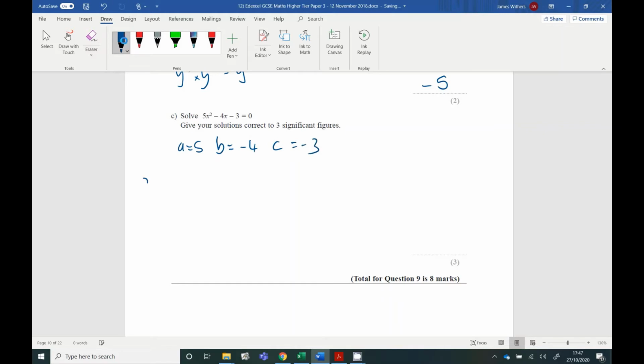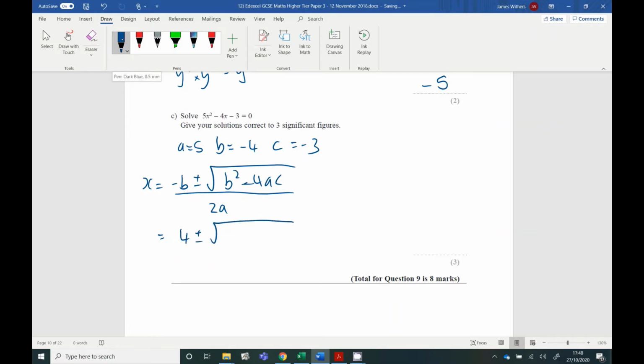Now the formula which you need to learn is x equals minus b plus or minus the square root of b squared minus 4ac all over 2a. So substituting in minus b, so that's minus minus 4, which is plus 4, plus or minus the square root. Now b squared, be careful, minus 4 squared is plus 16. Now then we've got minus 4 times a, which is 5, times c, which is minus 3. We'll do that in the next step. And 2 lots of a, 2 fives are 10.